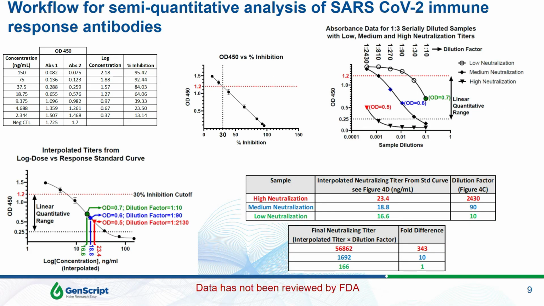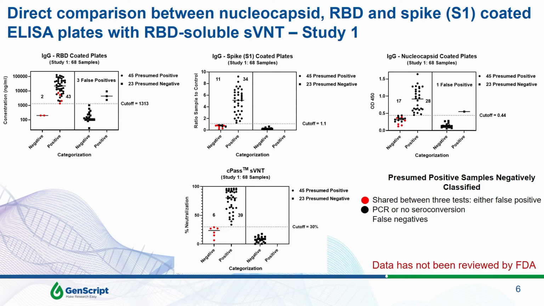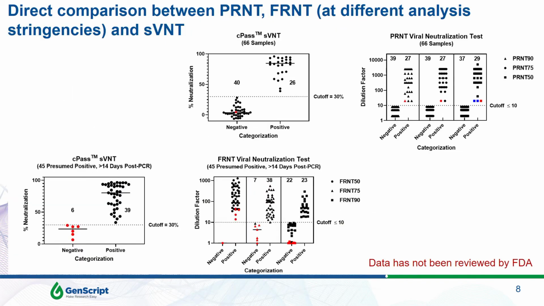So finally, let's turn our attention to a quantitative analysis. All of these data that I've shown you here are for qualitatively assessing the difference between positive and negative samples, and I hope you're convinced that the cPass test actually gives at least as good, if not better, quality and accuracy in calling samples between negatives and positives, with the added advantage of knowing that those samples contain neutralizing antibodies.